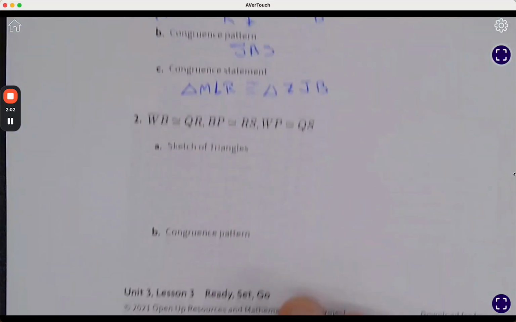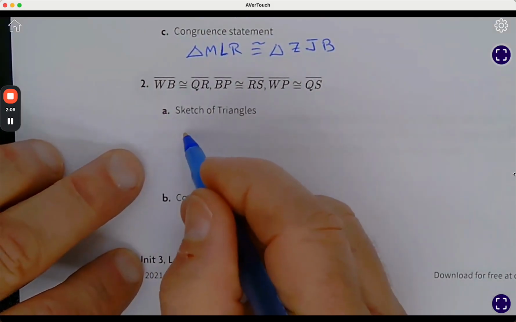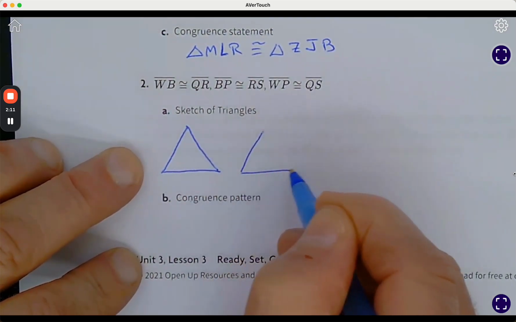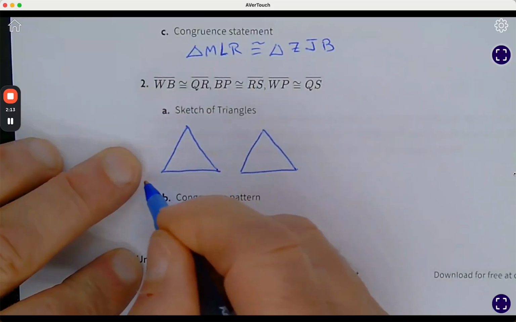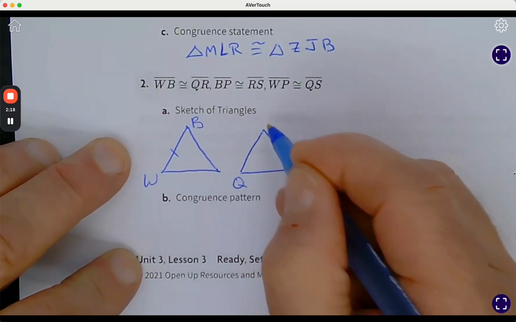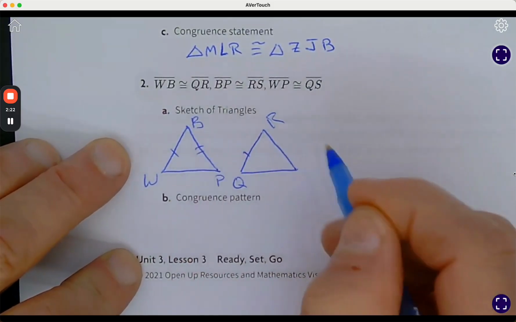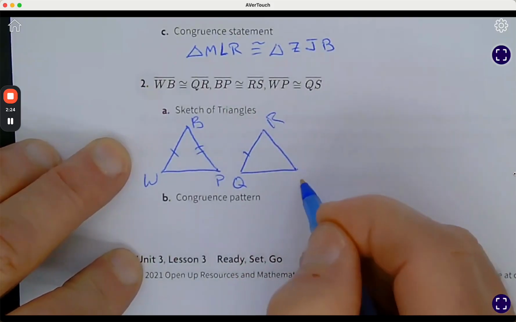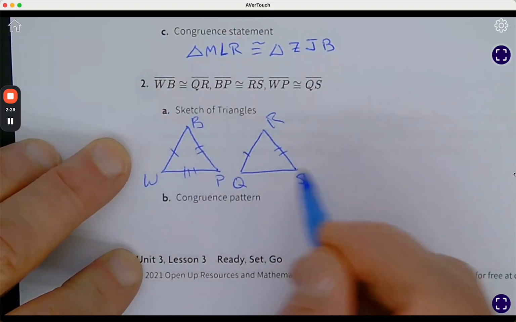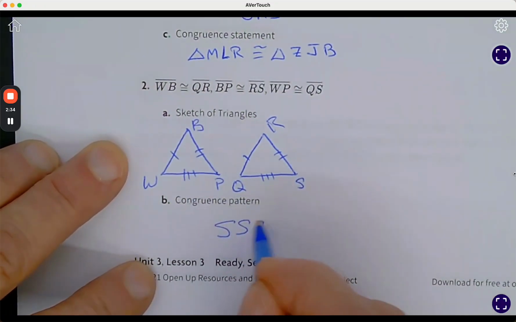Okay, let's keep going. All right, we'll sketch again. I'm going to draw a triangle. Draw another triangle. Okay. WB is congruent to QR. Boom, that's done. BP, this must be P. RS, this must be S. Boom, boom. And then WP, right there, and Q. That congruence pattern is side, side, side.